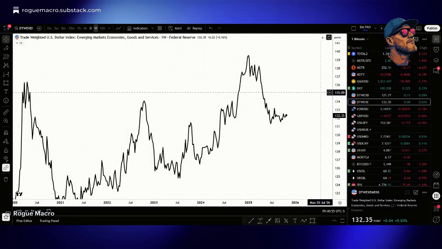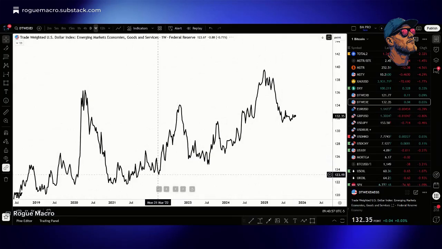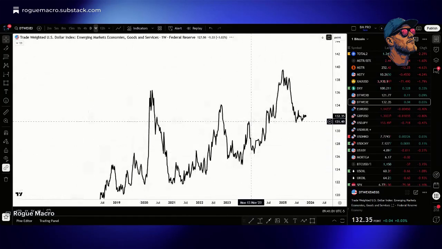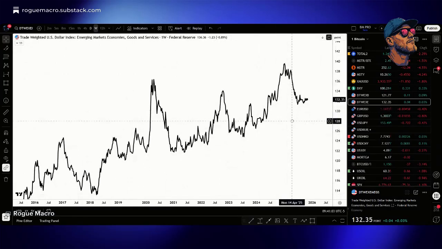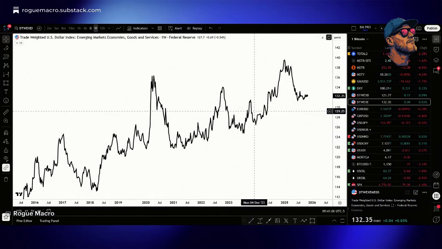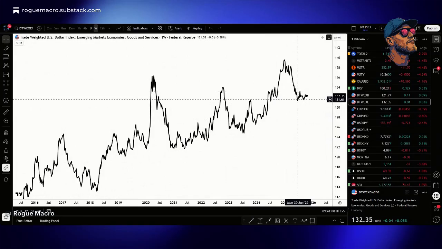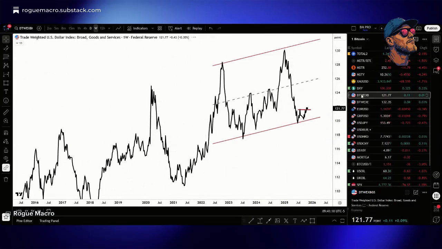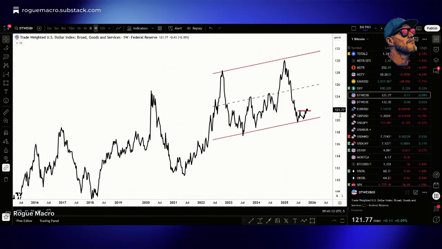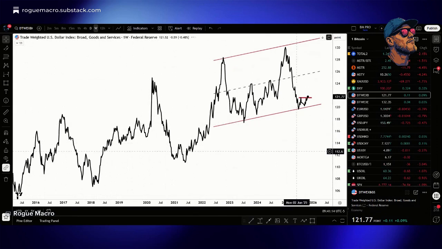And you can see it's very strong as well. It has been strengthening. So when people talk about the death of the dollar, they don't know what they're talking about. The dollar is strengthening on all of these measurements. Again, here is the emerging markets. Here is trade weighted. And you can see it's not in any danger of going lower. It's actually breaking back up to the top of the range.